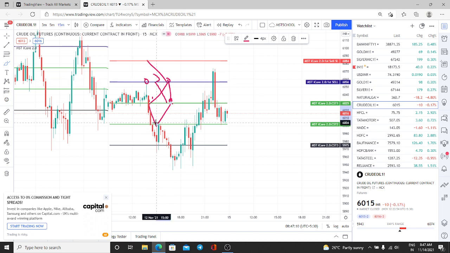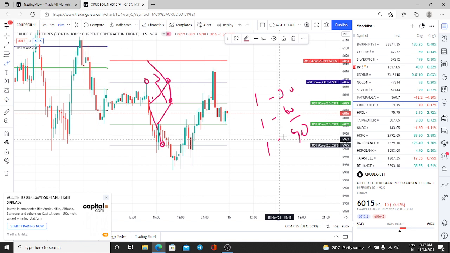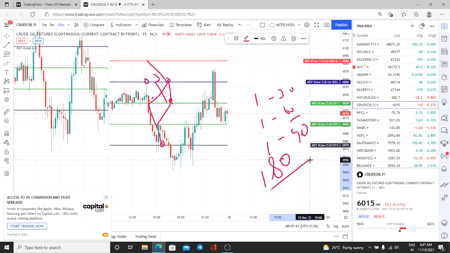Already we booked 30 plus 60, 90 points. So 1 lot at the first target was 30 points. Then the second lot we booked at the second target, that is 60 points. So totally 90 points we have booked. Then the third lot at the third target and exit from the market. So this third lot is 90 points. So 90 plus 90, 180 points we could have booked yesterday if we had taken 3 lots.